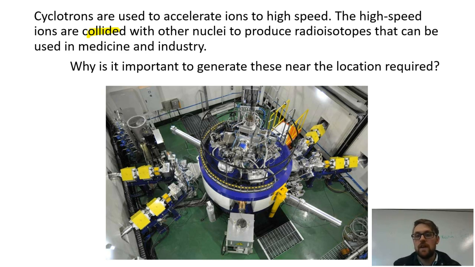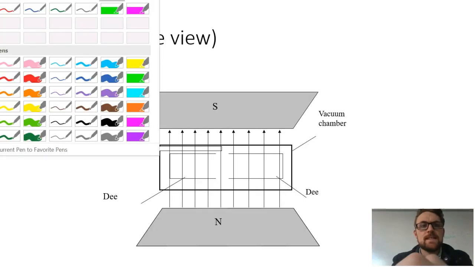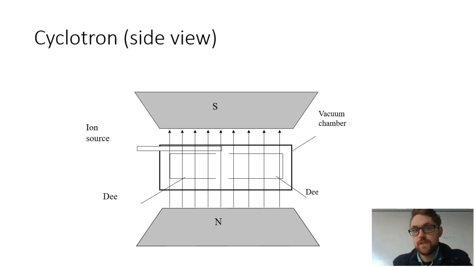And this is just a picture of a real-life cyclotron. Now, what we've got here is a side view of a cyclotron. We're going to be more interested in a top view, but for now, let's have a look at the side view. So what we've got here is the ion source. So we're going to send our ions in this way. They come into our cyclotron, and they're met by this magnetic field. Okay. Now, we can already tell that the velocity of our ion and our magnetic field are at right angles. So we're going to get circular motion, which is exactly what we want.